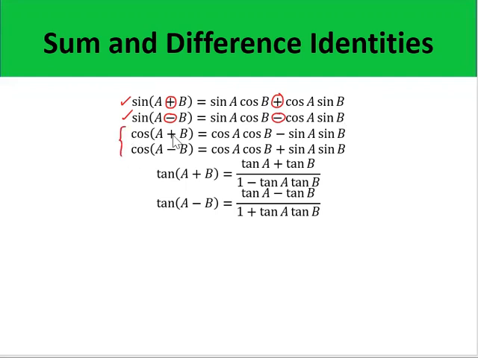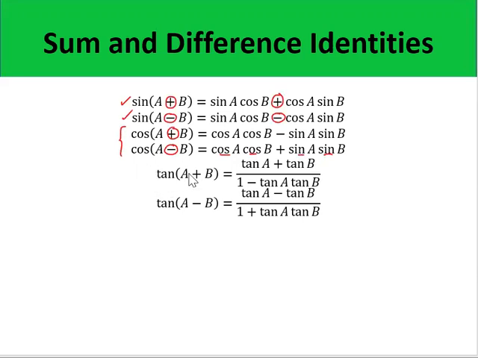Now for the cosine of the sum and the difference, it's equivalent to cosine A times cosine B minus sine A times sine B. But if you observe here, since the parameter has a plus sign, or it is a sum, the equivalent expression must have a minus sign. So that is the sum identity for cosine. And for the difference identity for cosine, we shall use a positive sign to separate the products cosine A times cosine B and sine A times sine B.